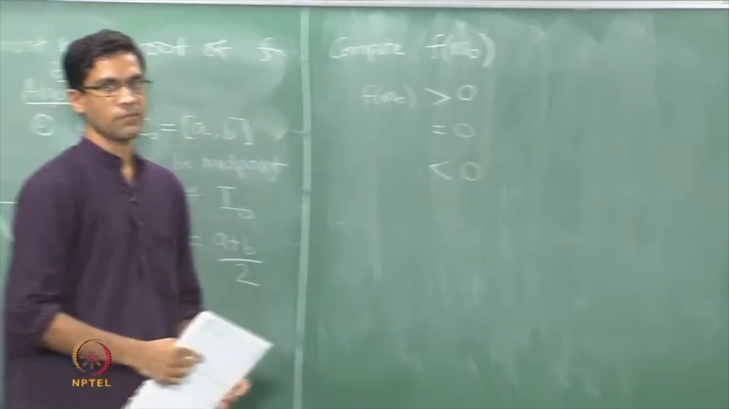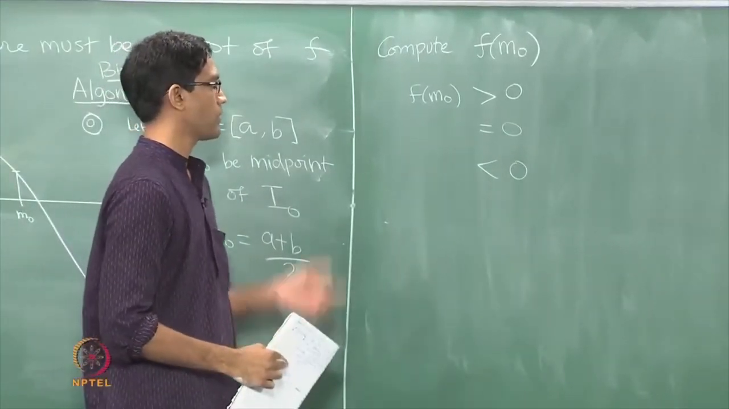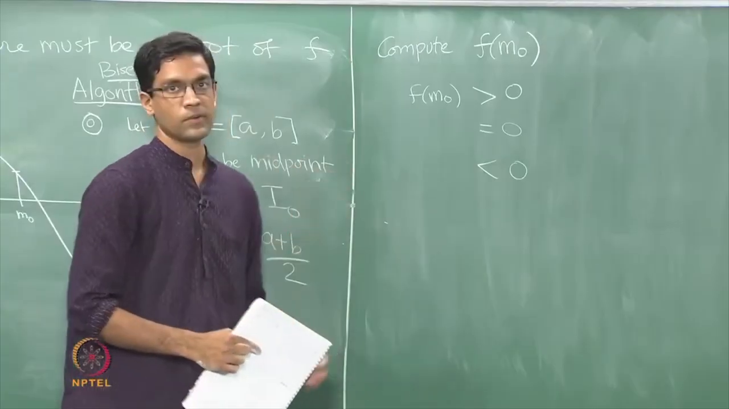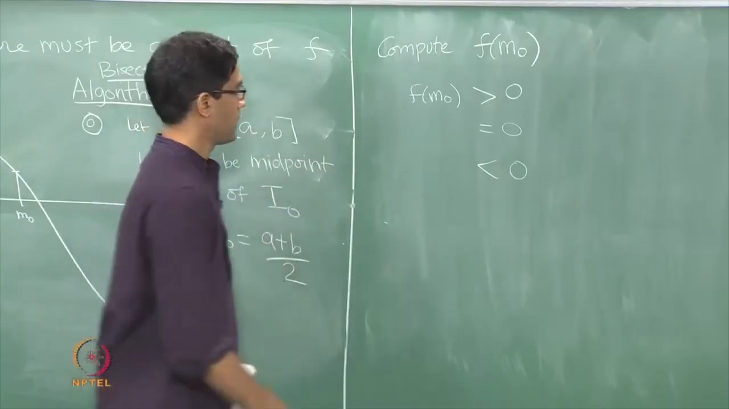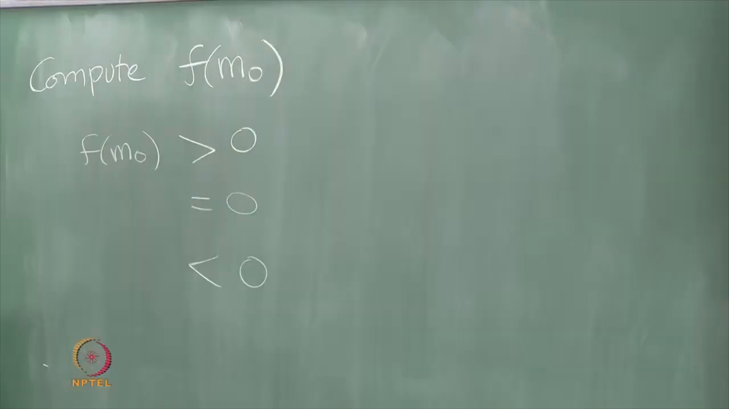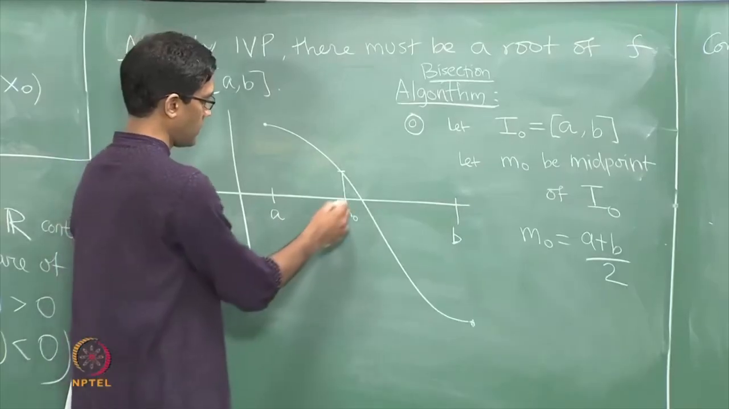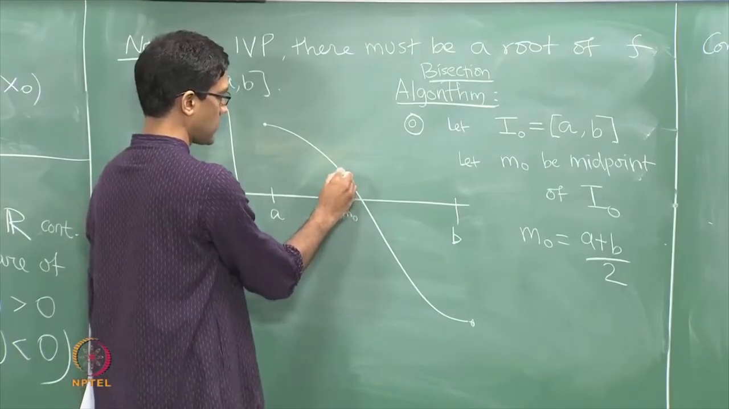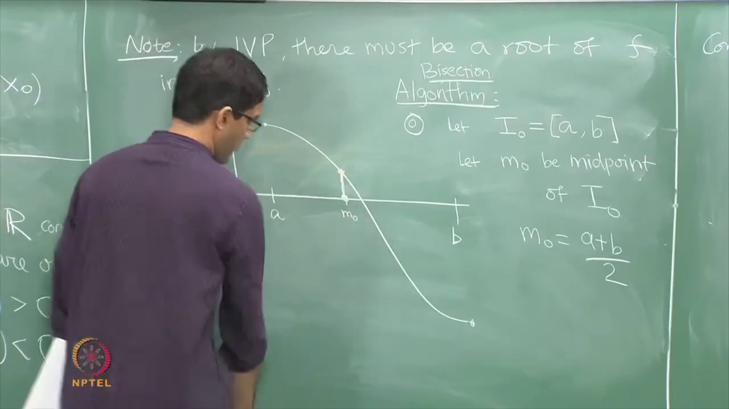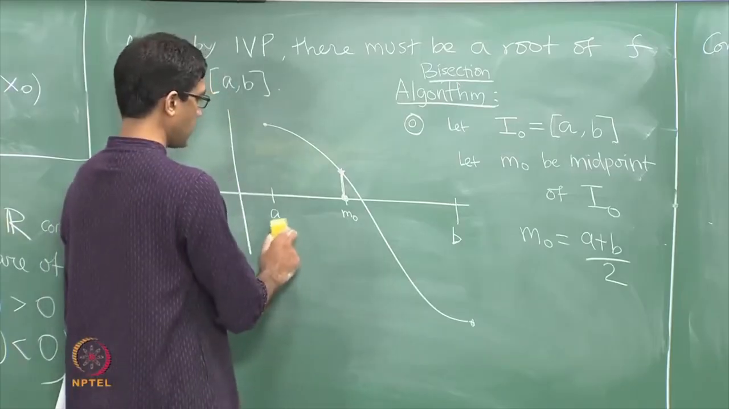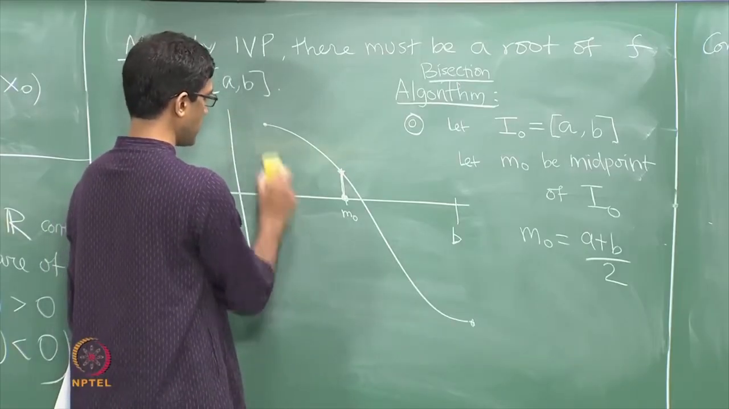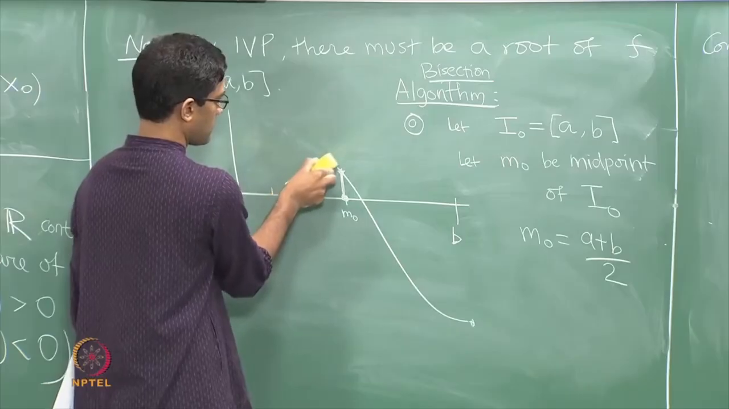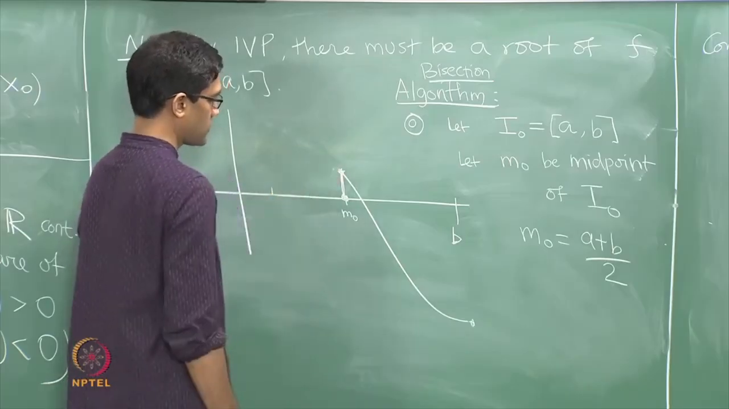I compute the value of the function at the midpoint, and I see whether the function value is negative or positive. In this case, the function value turns out to be negative, the way I drew the graph. So again, that means that I should do the following. I'll get rid of the right half of this interval and only focus attention on the left half, the part between m0 and m1. Call this I2, and now again by the intermediate value property, there must be a root between the left end point m0 and the right end point m1, and so on and so forth.